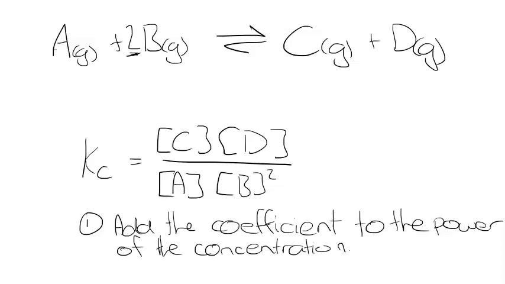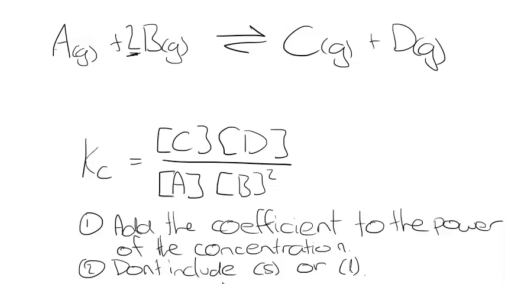And the other thing is that we do not include solids or liquids. So that means we only include things in the aqueous state or in the gaseous state. So if this product here, instead of being a gas, was a solid, then we would not include that in our equilibrium constant. That's because the concentration of a solid doesn't change. And that is the equilibrium constant.